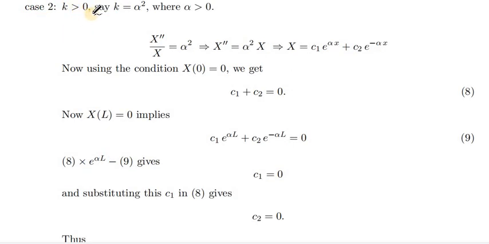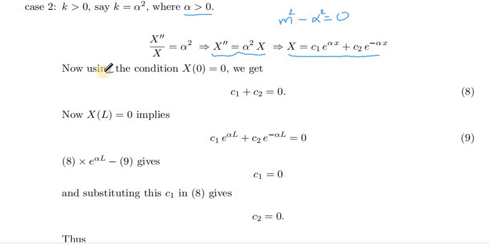Now moving on to the second case, when k is positive, you take k equal to alpha square in order to avoid the root. You can assume alpha is strictly greater than 0, because alpha equal to 0 means you are landing up in case 1. So here X double dash by X is equal to alpha square, and that implies X double dash is equal to alpha square into X. So the auxiliary equation is going to be m square minus alpha square equal to 0. So the roots are real and distinct. We have X is equal to c1 into e raised to alpha x plus c2 into e raised to minus alpha x. This is a second order ordinary differential equation which is linear and has constant coefficients.